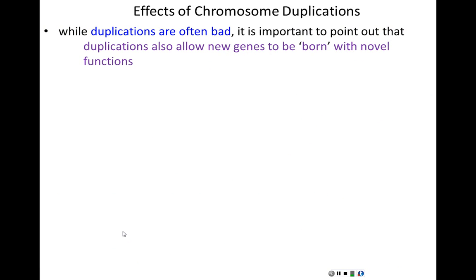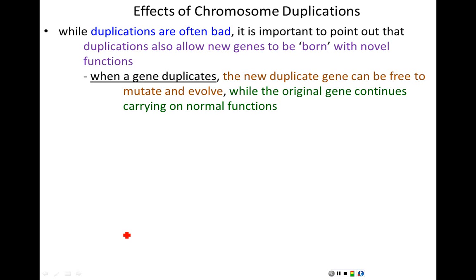But it's important to point out that duplications also do allow new genes to be born, in a way, with new and novel functions. You see, when a gene duplicates, especially if that gene was essential for some life-critical function, the new duplicate gene might be bad, might be too many of those genes right now, but now that new duplicate gene is free to be mutated. That's an interesting idea. And when this gene mutates, it's now evolving. And while it evolves, this new gene can take on new function. You couldn't do that before the duplication event.